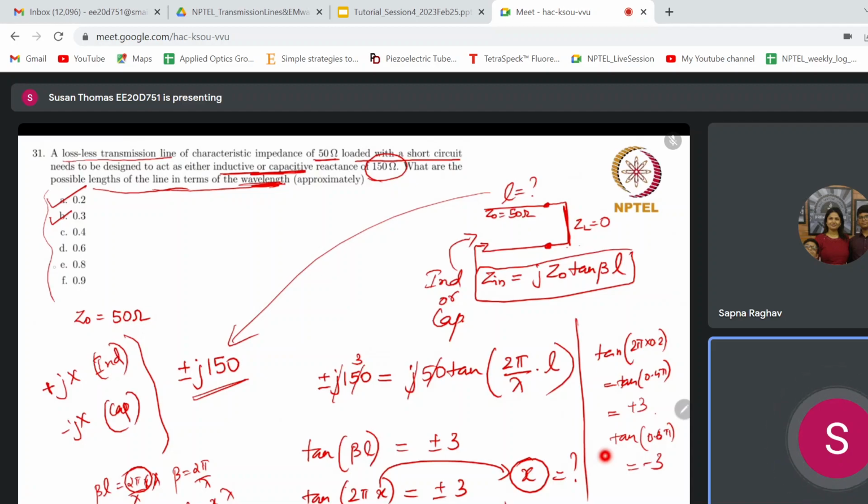Similarly, one more option is out there, that is 0.8. So tan of 2 pi into 0.8 will be 1.6 pi, which is 288 degrees. So tan 288 is giving us minus 3 again. So these are the possible choices. Hope this is clear. Yes, ma'am. Okay.